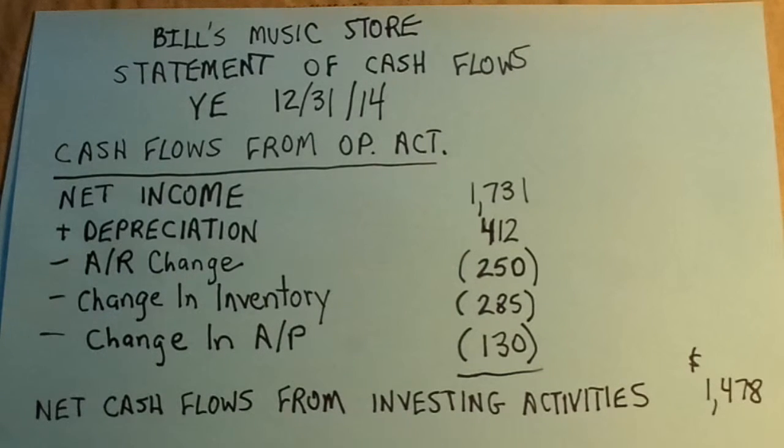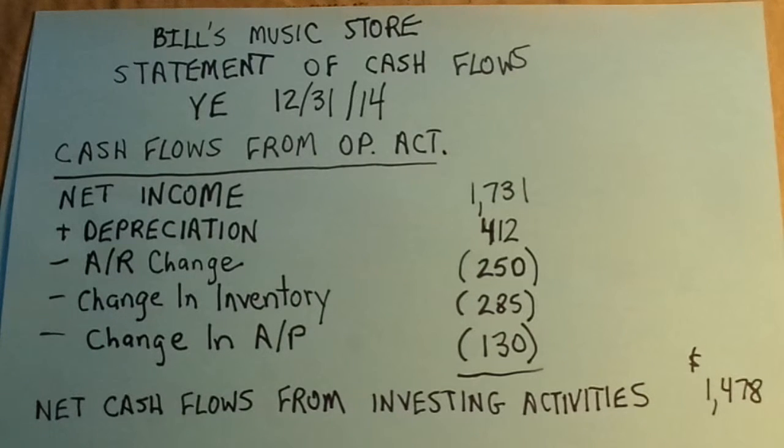So we first do the cash flows from operating activities, and this is not so much a specific section, but rather I call it a reconciled section, because we start with net income here, and that's $1,731 from the income statement on the previous page. Notice we add back depreciation of $412. That's because depreciation is always non-cash. Think about the journal entry: debit depreciation expense, credit accumulated depreciation.